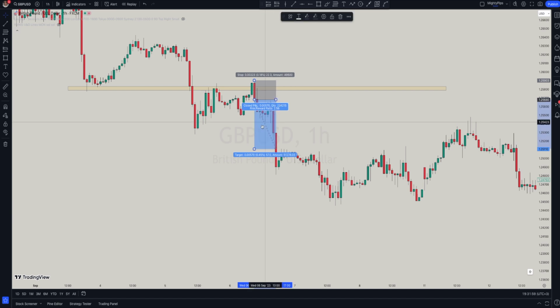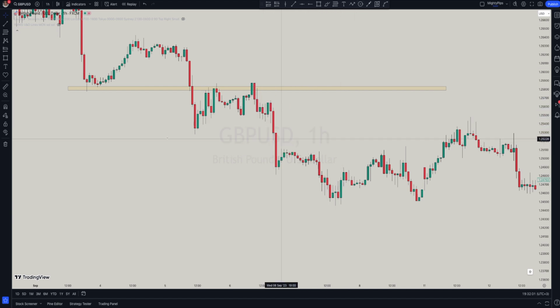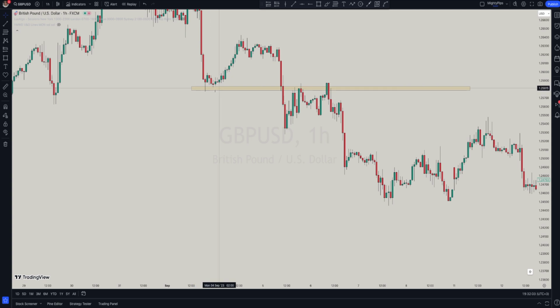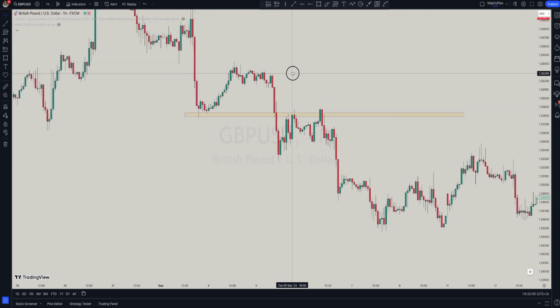So this strategy is based on the break and retest, break on the higher time frame, and then you look to enter on a retest of a lower time frame, break of structure.